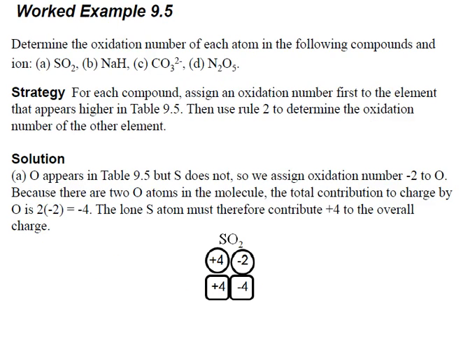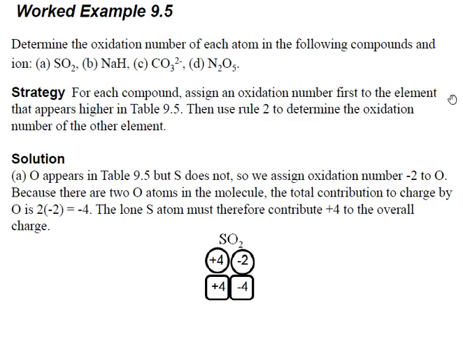Moving on to the fifth example, determine the oxidation number of each atom in the following compounds and ion. So we have SO2, NaH, CO3 2-, and N2O5. Our strategy for these is for each compound assign an oxidation number, first to the element that appears higher in table 9.5. And make sure you look at table 9.5 and some rules of oxidation numbers before you continue with this. Go ahead and pause and take a look at that if you have it. Then use rule number 2 to determine the oxidation number of the other element.